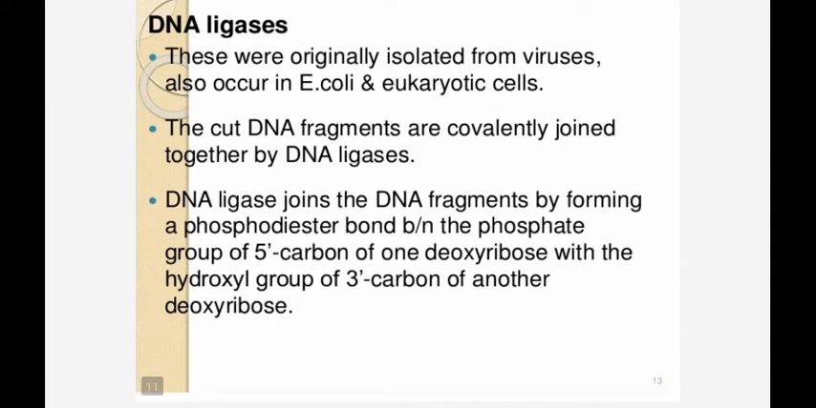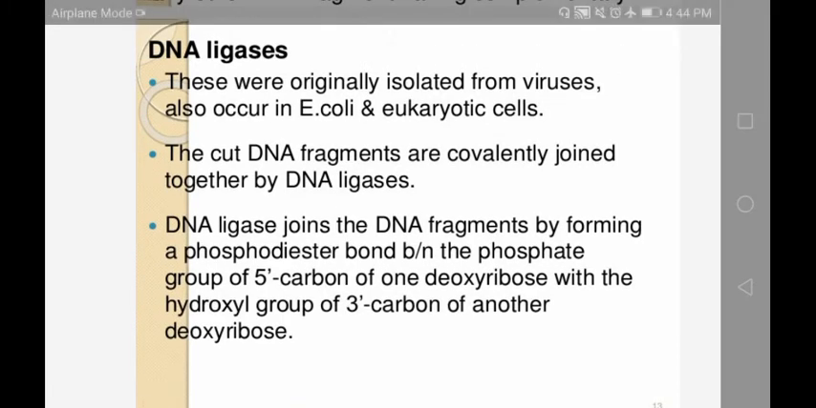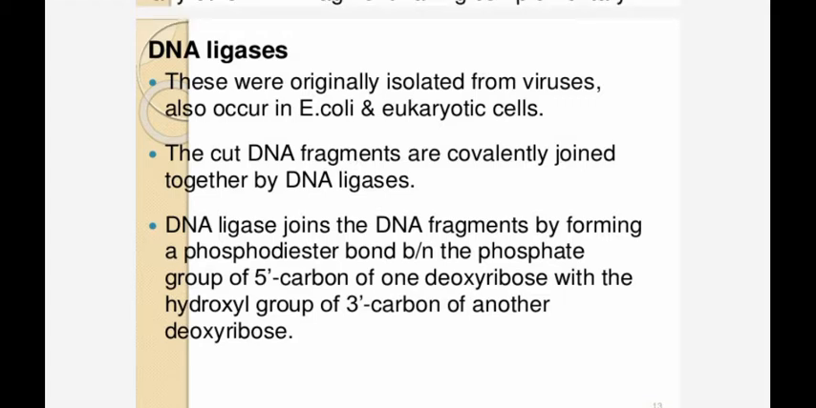Then DNA ligases. These were originally isolated from viruses and also occur in E. coli and eukaryotic cells. The cut DNA fragments are covalently joined together by DNA ligases. DNA ligase joins the DNA fragments by forming a phosphodiester bond between the phosphate group of the 5' carbon of one deoxyribose with the hydroxyl group of the 3' carbon of another deoxyribose.